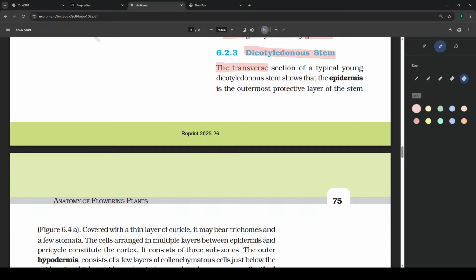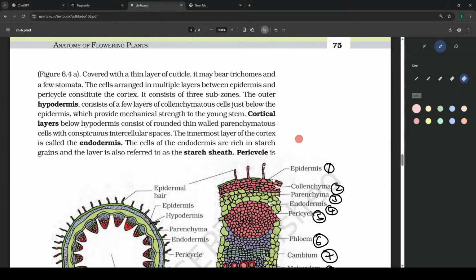Dicotyledonous stem. The transverse section of a typical young dicotyledonous stem shows that the epidermis is the outermost protective layer of the stem, covered with a thin layer of cuticle. It may bear trichomes and a few stomata. The cells arranged in multiple layers between the epidermis and pericycle constitute the cortex, similar to before. It consists of 3 subzones. The outer hypodermis constitutes a few layers of collenchymatous cells just below the epidermis, which provides mechanical strength to the young stem. Cortical layers below the hypodermis consist of rounded, thin-walled parenchymatous cells with conspicuous intercellular spaces.